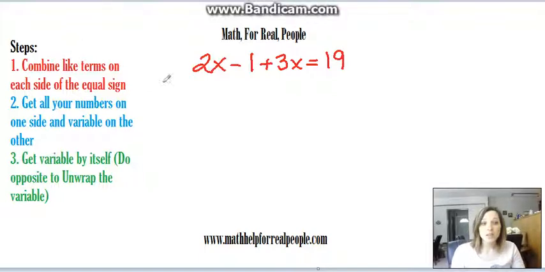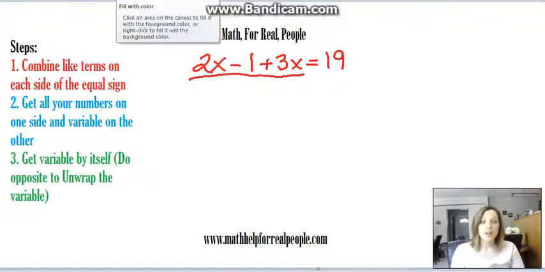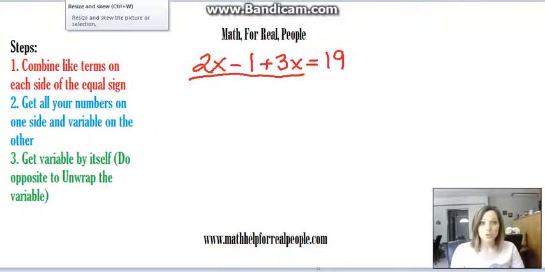Combining like terms on each side of the equal sign. So you look at it separately. You look at this side first. Do you have anything you can combine? Do you have either whole numbers or like terms? Yes, in this case you have x's.